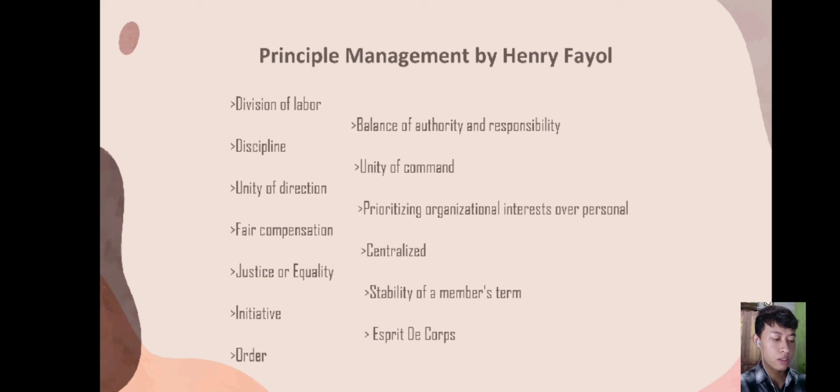9. Scalar chain. Scalar chain is a line of authority from top to bottom. Every employee must be aware of their position in the organization. 10. Order. Order plays an important role in the work because basically no one can work well in chaotic and tense conditions. 11. Justice. Managers must act fairly with all employees. 12. Stability of tenure of personnel. Retaining productive employees is an important priority in management.